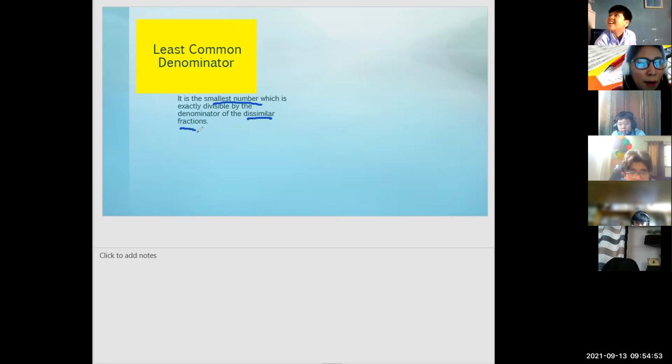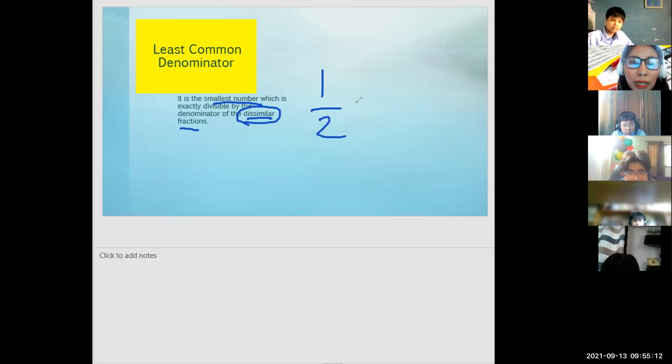Okay, let's have an example. Let's say we will only get the least common denominator of the fractions if they are dissimilar. Okay, example, dissimilar fractions. So meaning the denominators are not the same, right? Let's have 1/2. Yung madali lang muna tayo. 1/2 and let's have 3/5. We will only get the least common denominator if the denominators are not the same. Okay, put that in mind.